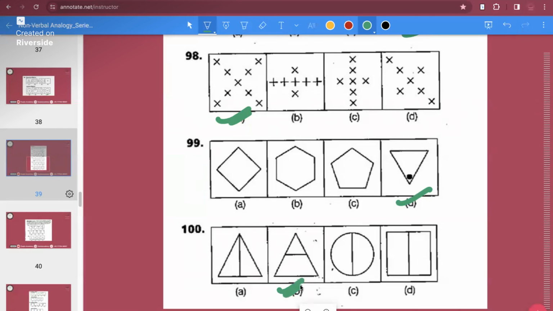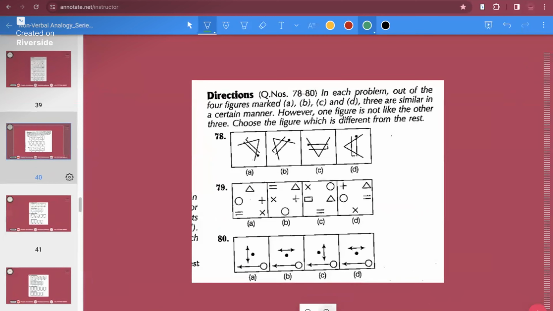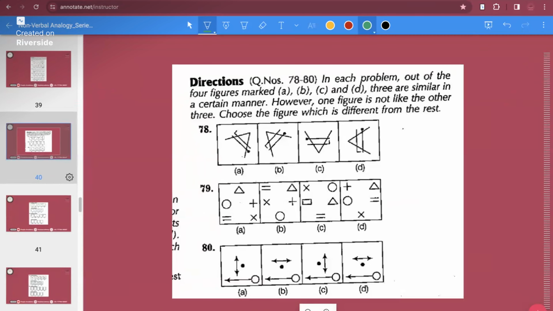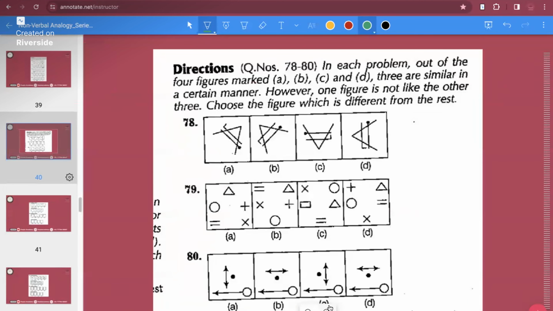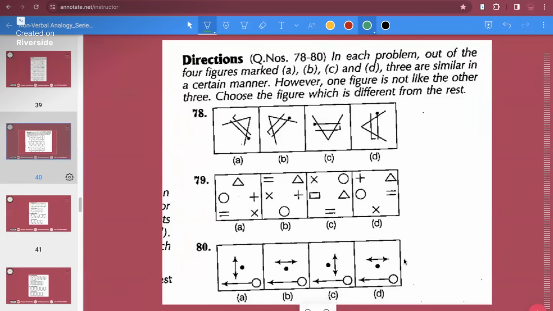100? Cool. Thank you so much. Let's move. Let's move a little quick, guys. We are at slide number 40. If you don't solve it, it will go to you as your homework. And I know you don't like it. None of us like it.